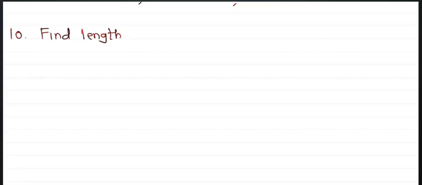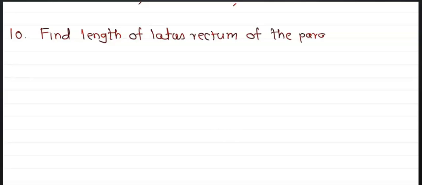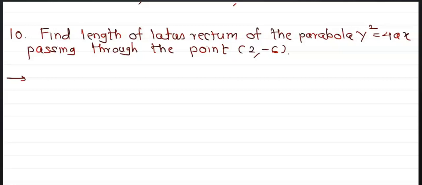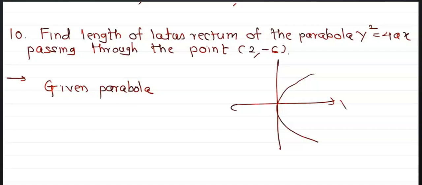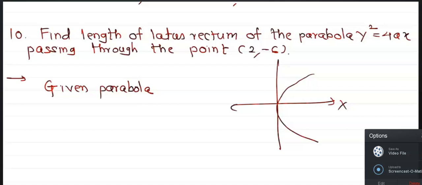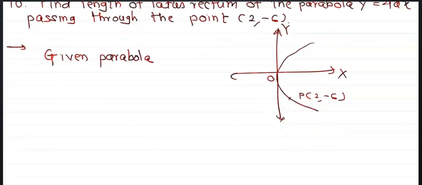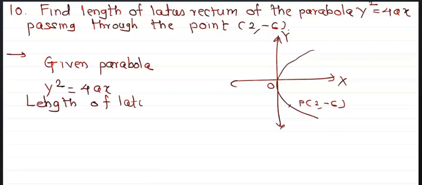Find the length of latus rectum of the parabola y square is equals to 4ax passing through point 2, minus 6. Now the given parabola is y square is equals to 4ax. To find out the length of the latus rectum, we require the value of a. The length of the latus rectum for this type of parabola is 4a.